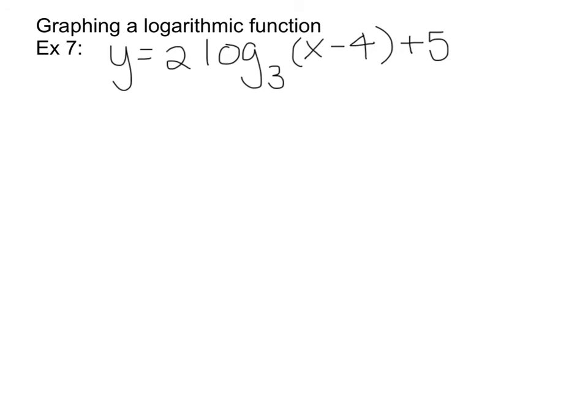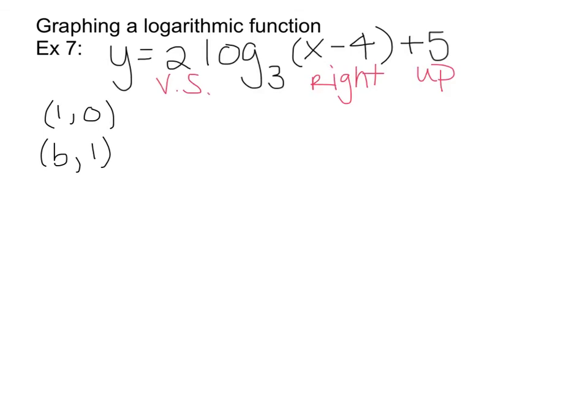We're going to do this last example that has everything in it all at one time. So we have y equals 2 times the log base 3 of x minus 4 plus 5. So the 2 is going to vertically stretch our points. The 4 is going to move it to the right 4, and the plus 5 is going to move it up 5. Okay, so we start always with the point (1, 0), and then (base, 1). What is our base in this logarithmic form? So 3 is our base, so we are instead going to graph the point (3, 1).